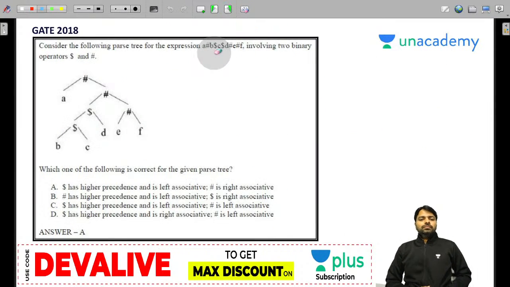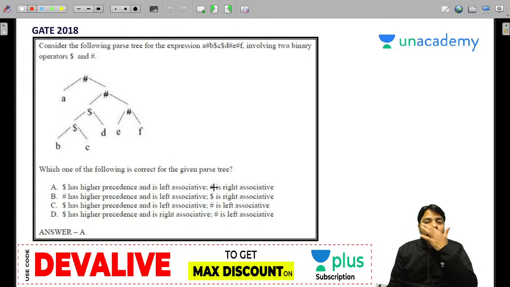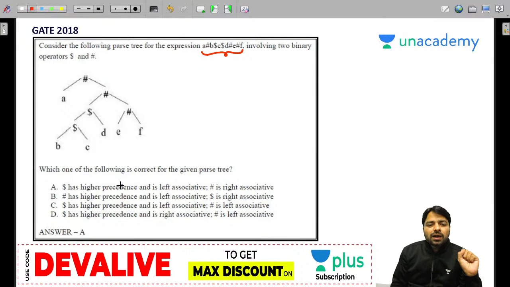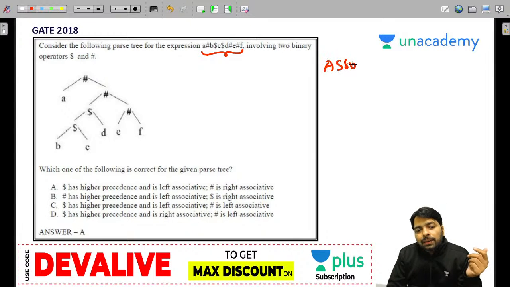Next, 2018, guys. Now they have given some string, don't worry, and you have precedence rules inside this operator, a syntax string. And look at when they are talking about who is having higher precedence, who is having associativity. Associativity is different and precedence comparison between two operators is different.